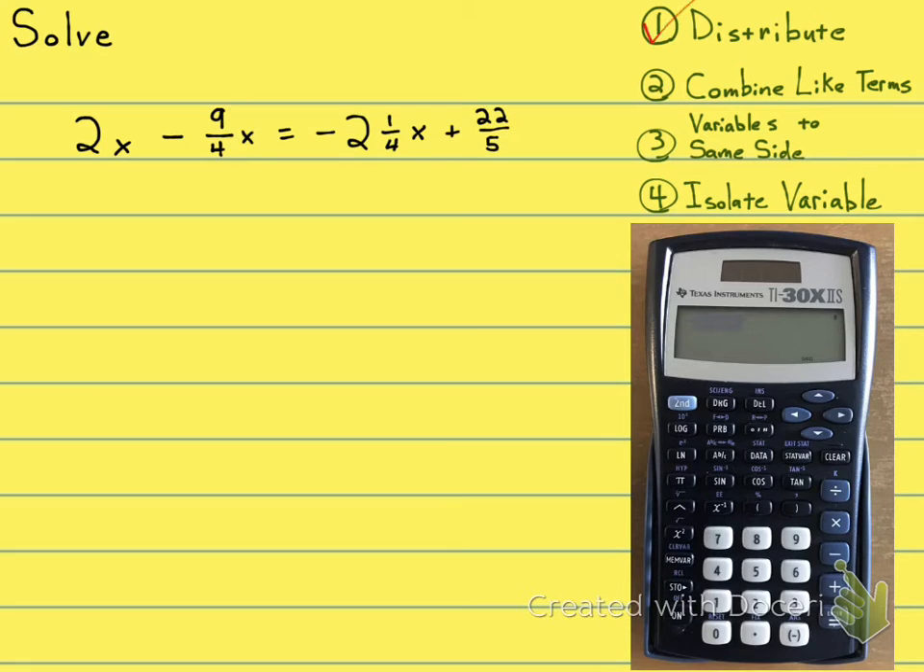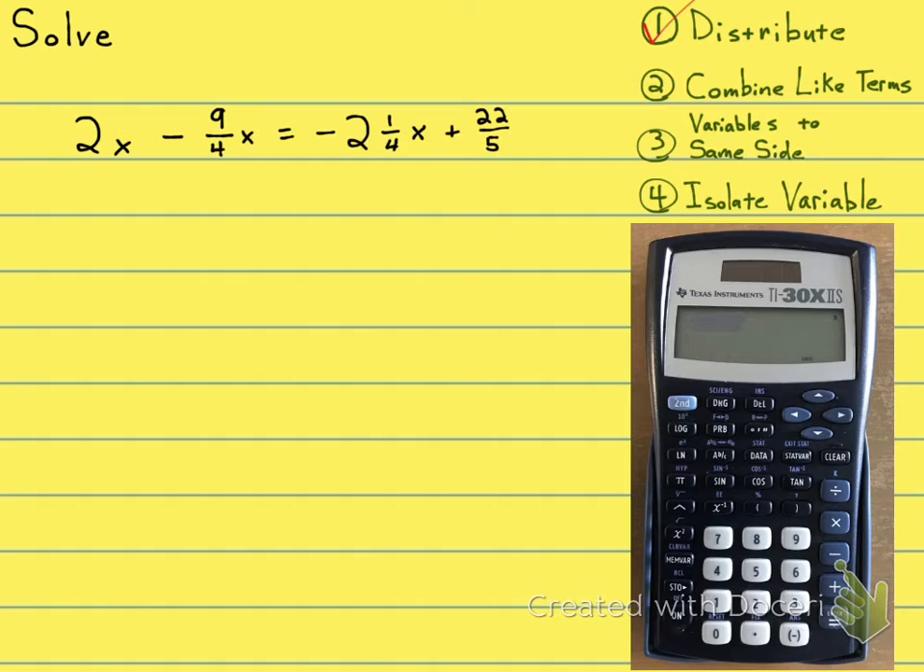Distribute, I don't need to distribute anything. Combine like terms, yes. I can put together 2x's minus 9 over 4x's. Those are like terms. So let's get to that calculator.